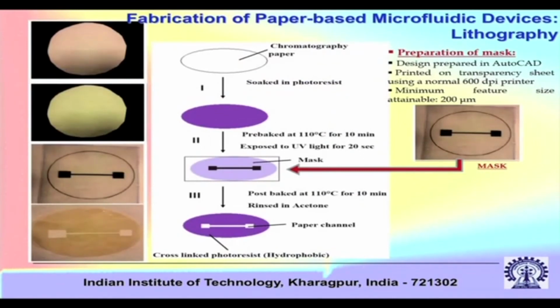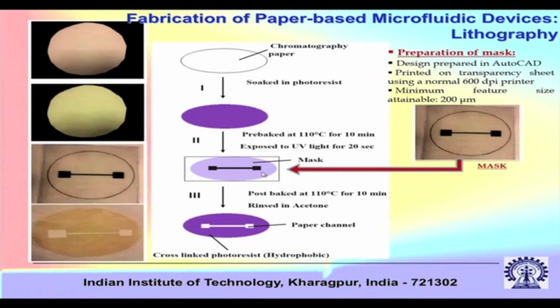But you can make microchannels on paper by lithography. For example, we will begin with that. You can soak the chromatography paper with a photoresist, and then you have a mask, which is a design prepared in AutoCAD and printed on a transparency sheet using a normal 600 dpi printer. With this you can have a minimum feature size of around 200 micron. For this you do not require a clean room based process, but it is just a lithography process. It is pre-baked at 110 degree centigrade for around 10 minutes and exposed to UV light.